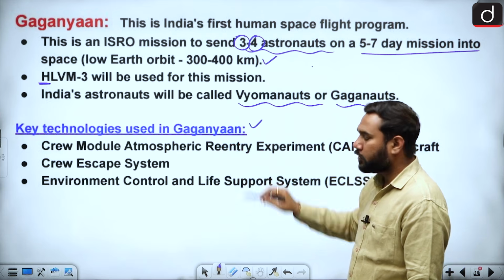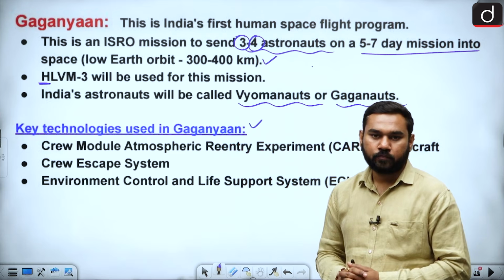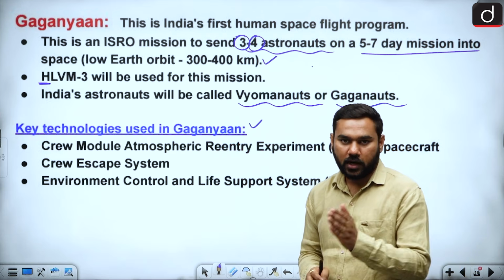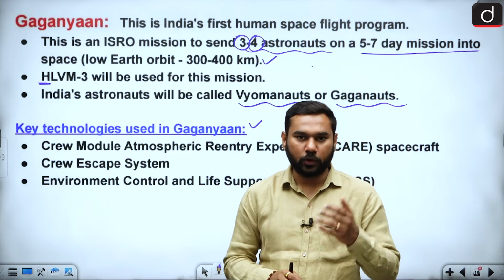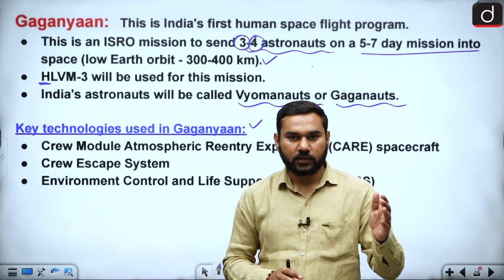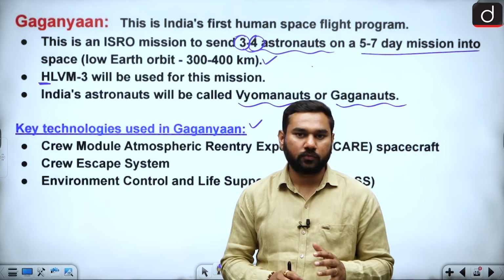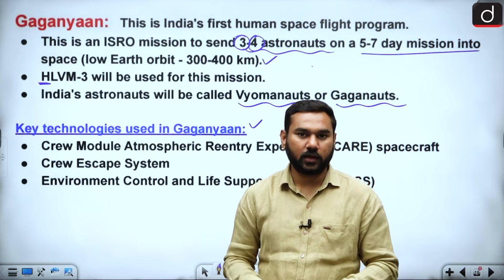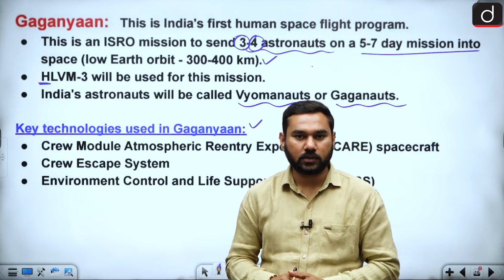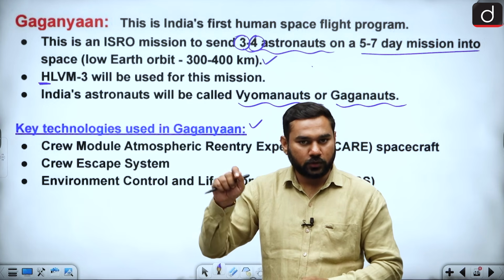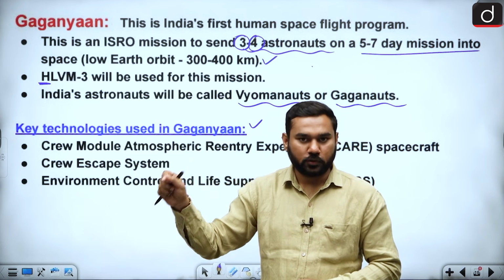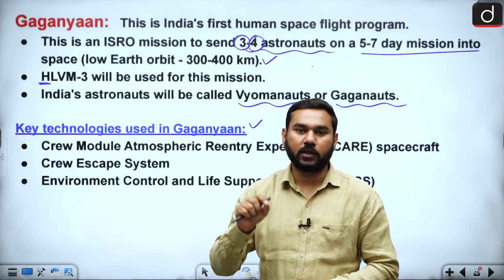So in this Gaganyaan mission, we actually have 4 flights, and in the first 3 flights we only send robotic systems to space, which can study the impact of the environment inside the aircraft and also outside in space. And then in 2027, we are planning to send humans.